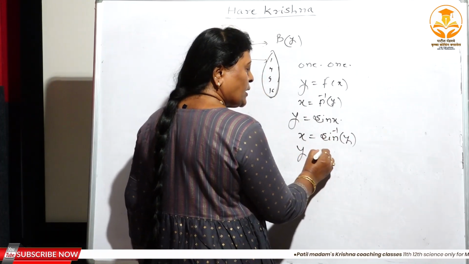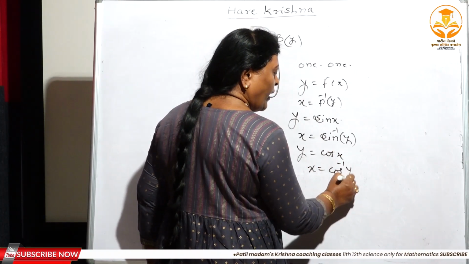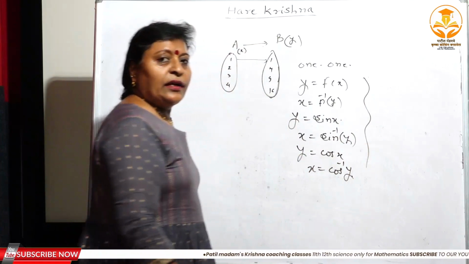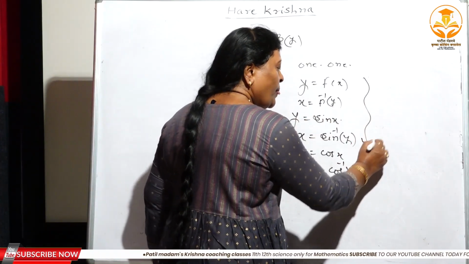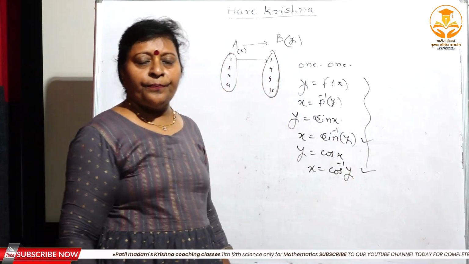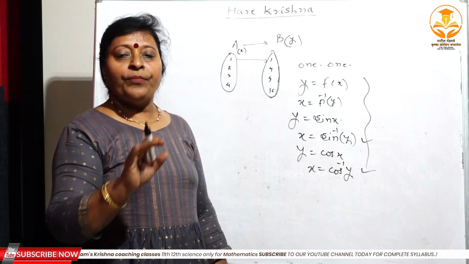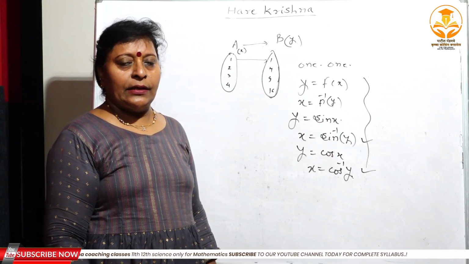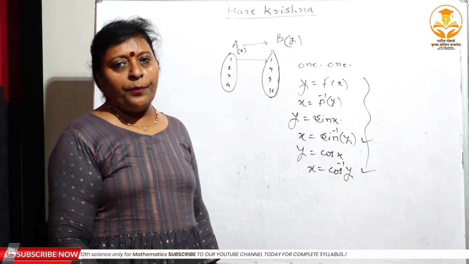Y is equal to cos x. Then you can write x is equal to cos inverse of y. Such a function is called an inverse function, right? This is the inverse function. This is called an inverse trigonometric function. If your function is 1-1 and onto, then and only then the inverse of the function exists, right? Again, how will you find the derivative of an inverse trigonometric function?